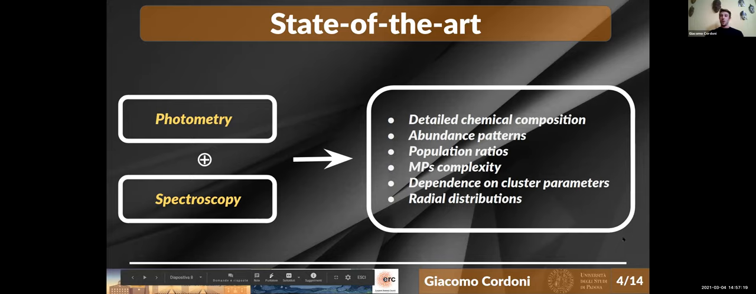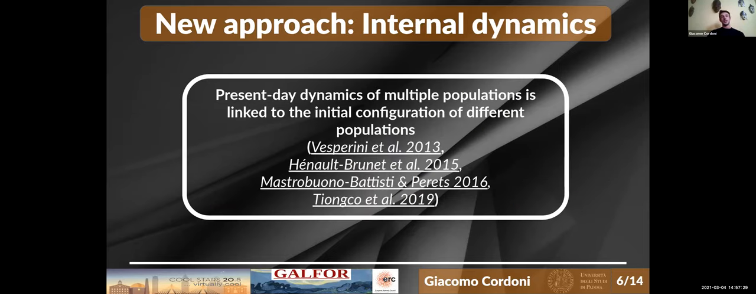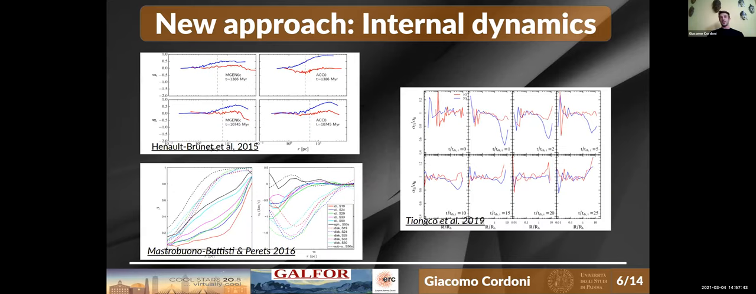But is there any other way that we can tackle this phenomenon? Well, actually there is. Specifically, in recent years there have been different theoretical and numerical studies that show that the present-day dynamics of multiple stellar populations in globular clusters is linked to the initial configuration of the different populations. Or in simpler terms, if the two populations are born in a different environment or with a different configuration, then they will develop with different dynamics. And those differences can still be observable in the present-day dynamics, after 10 to 13 billion years. By looking for these differences, we can gain a lot of insights into the formation, into the early phases of globular clusters.